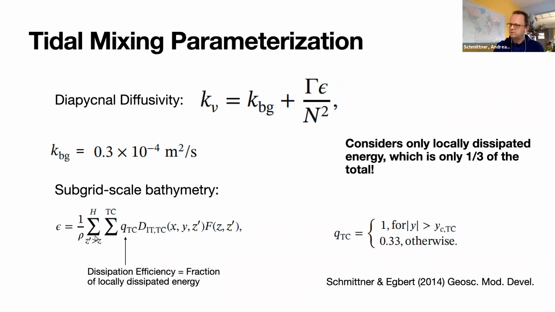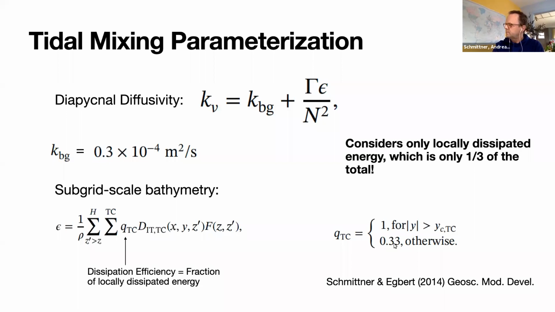and then we also use a subgrid scale parameterization, so we sum up over all the depth of the subgrid scale, depending on the high resolution bathymetry. And then this D here is the map that comes from the high resolution tide model. And this q is the dissipation efficiency. That's the fraction of locally dissipated energy, which depends on the tidal constituent. But for most tidal constituents, or the most important ones, it is 1/3.